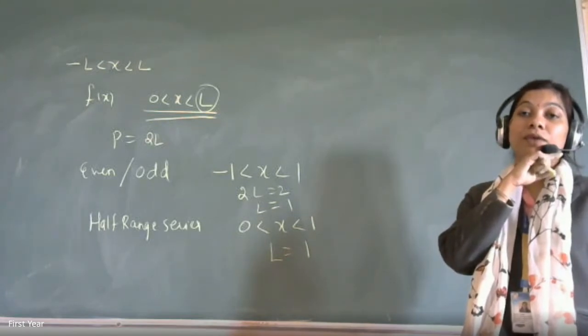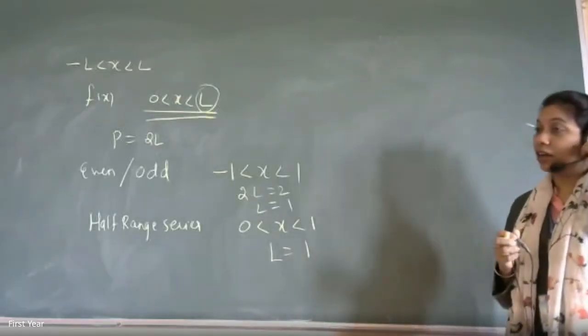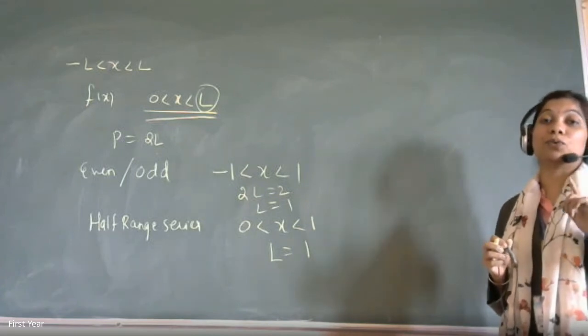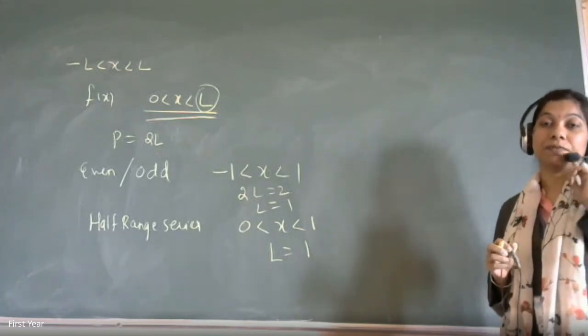Is this clear to everyone? Can you hear me? Okay. So is this clear? Directly the upper limit will be L, and not upper limit minus lower limit will be 2L. That's the basic difference.